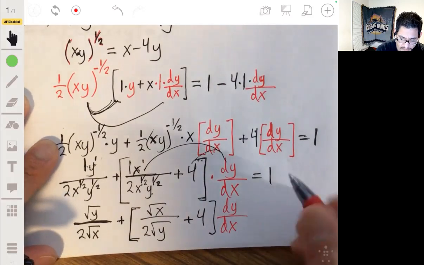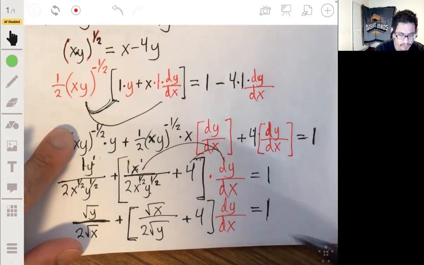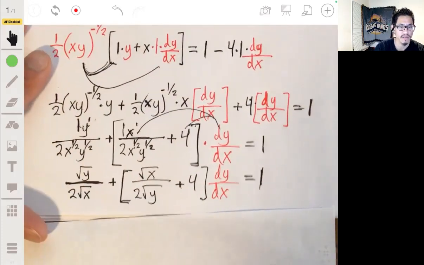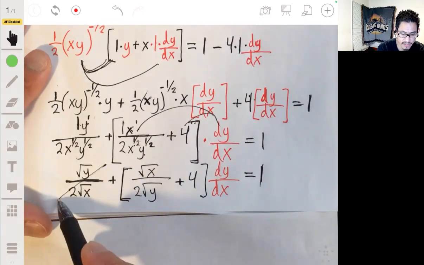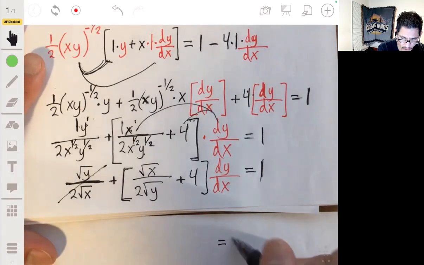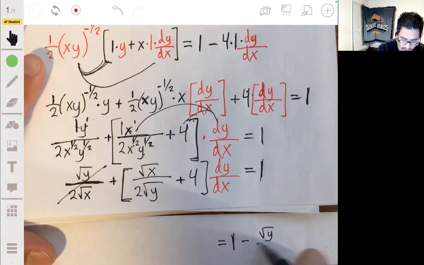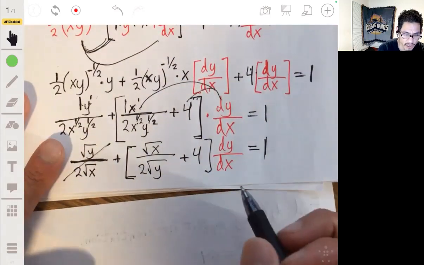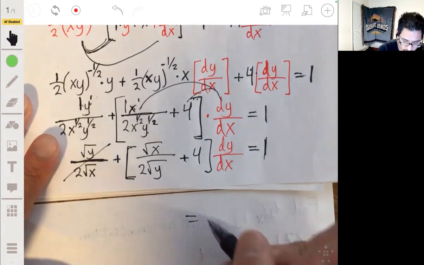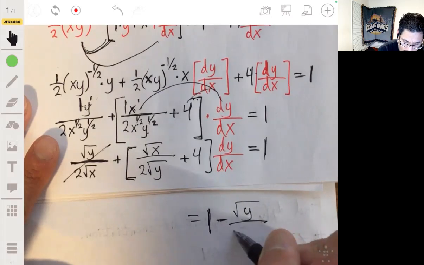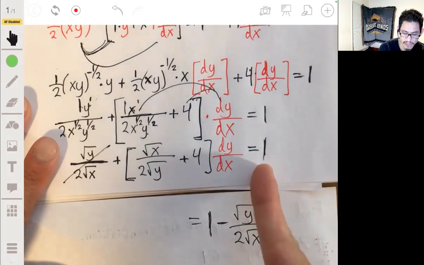dy dx is equal to 1. Let's expand this to the next part. So subtracting this, we'll get a 1 minus the square root of y over 2 times the square, my apologies, this will be equal, subtracting this, we have 1 minus the square root of y over 2 times the square root of x on the right side.